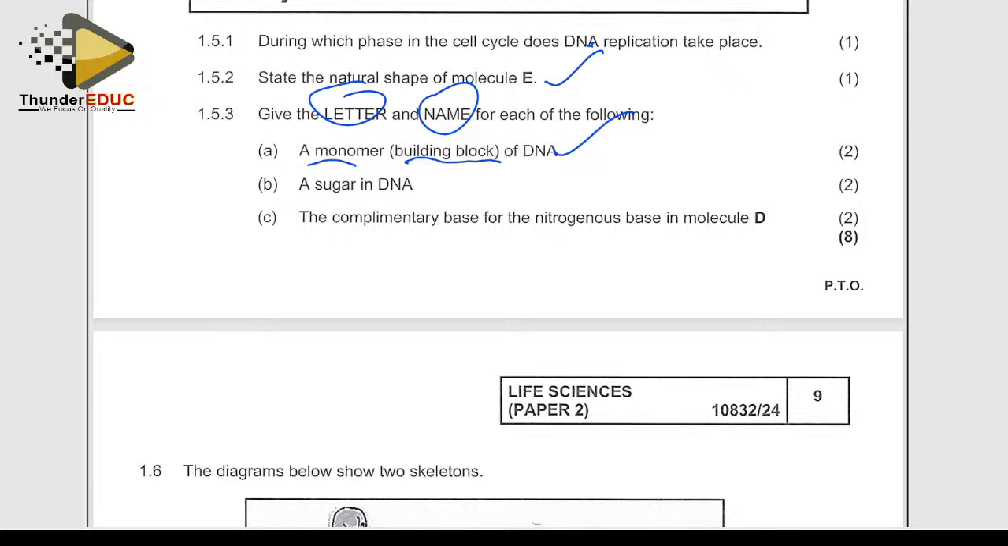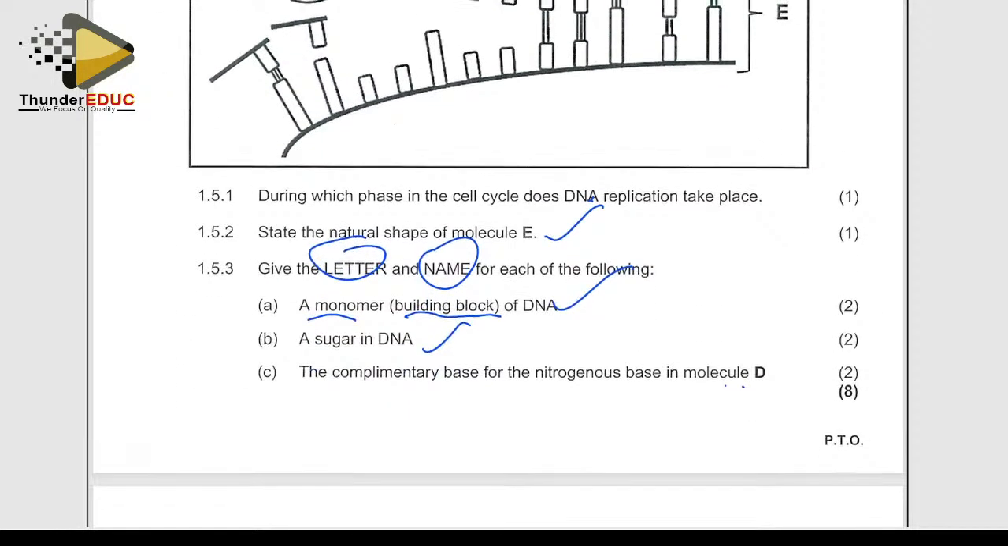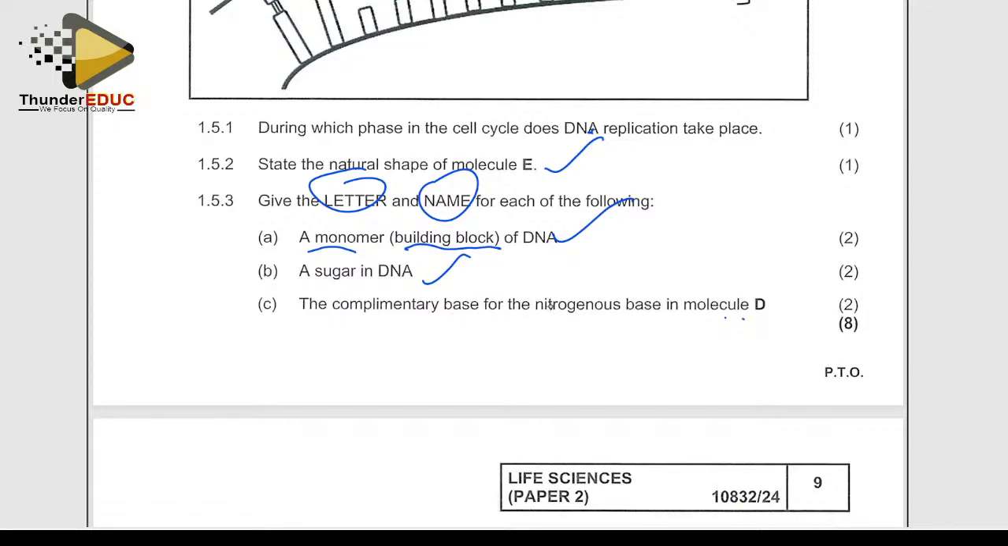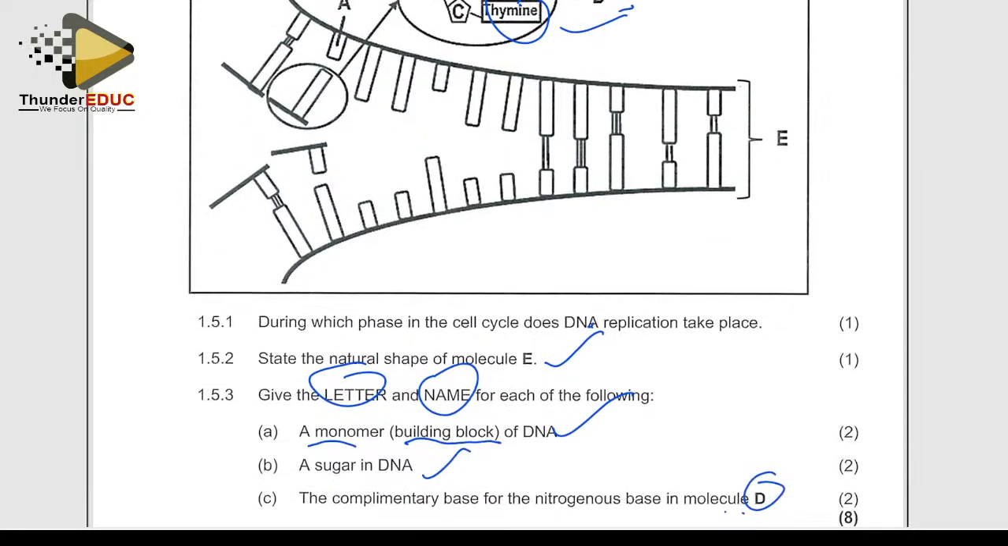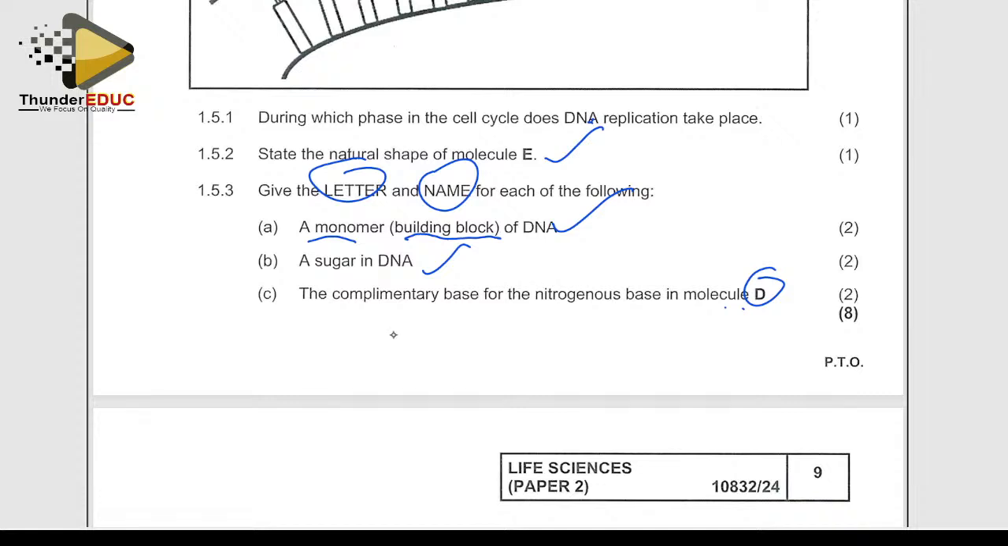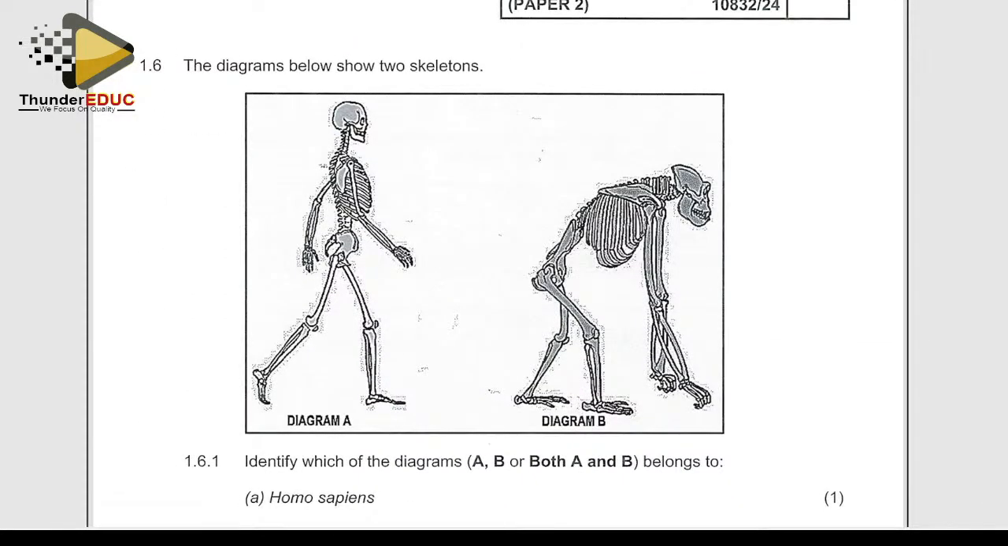Alright, let's continue. Sugar in this one is obviously deoxyribose sugar. Complementary base, nitrogenous base. In molecule D, you have thymine, so the complementary base of D, they are not talking about RNA, just the DNA, which is adenine. So you have to write the word adenine. Someone is going to ask me, what about when I wrote capital A? I hope they will give it to you. Yes, capital A, they will give it to you.